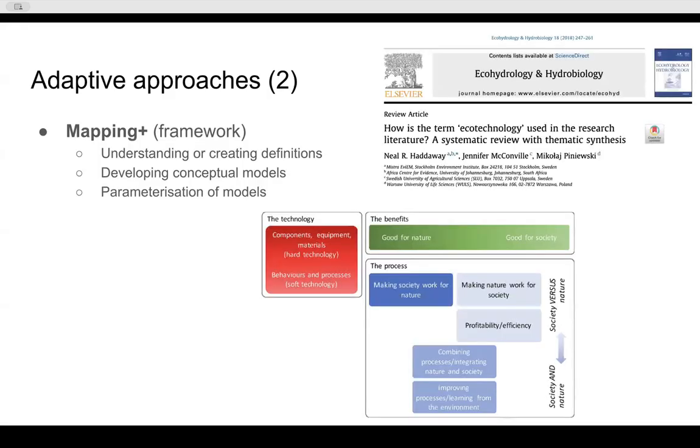And so I have mentioned this before, but this is one example where we did a map of research articles that had mentioned the word ecotechnology. We extracted all of their definitions, and we then created a framework to understand the core concepts of the definition as it was used, because in general it was never really defined. So we created a definition, and this was quite a neat, quick project.